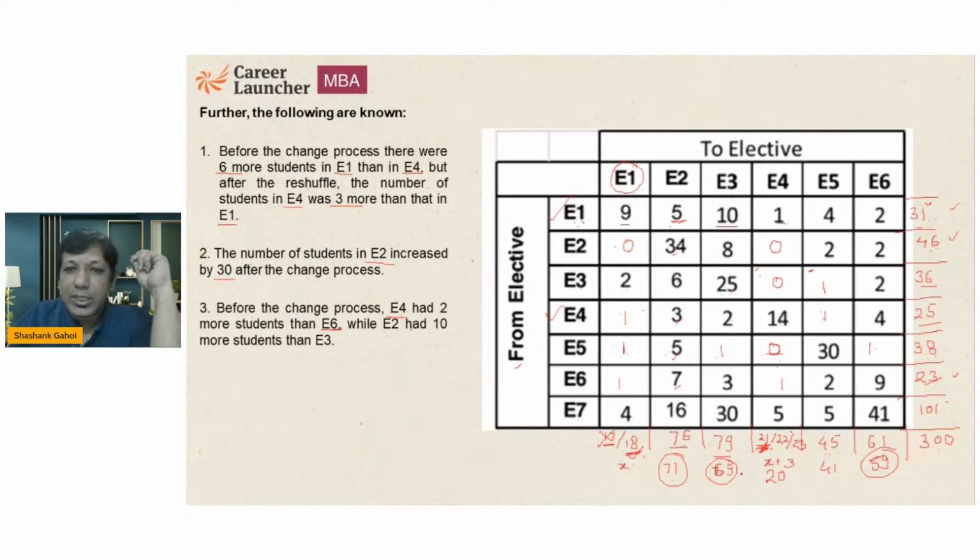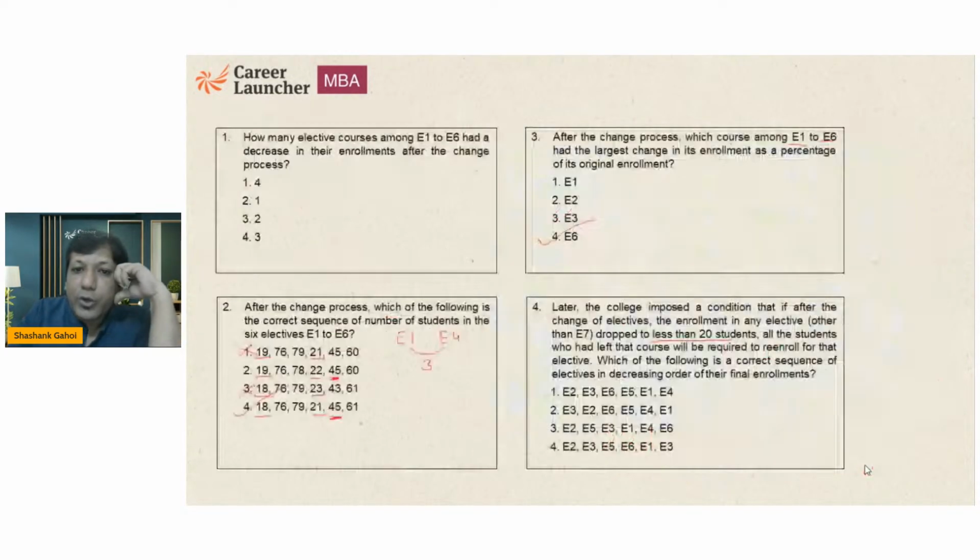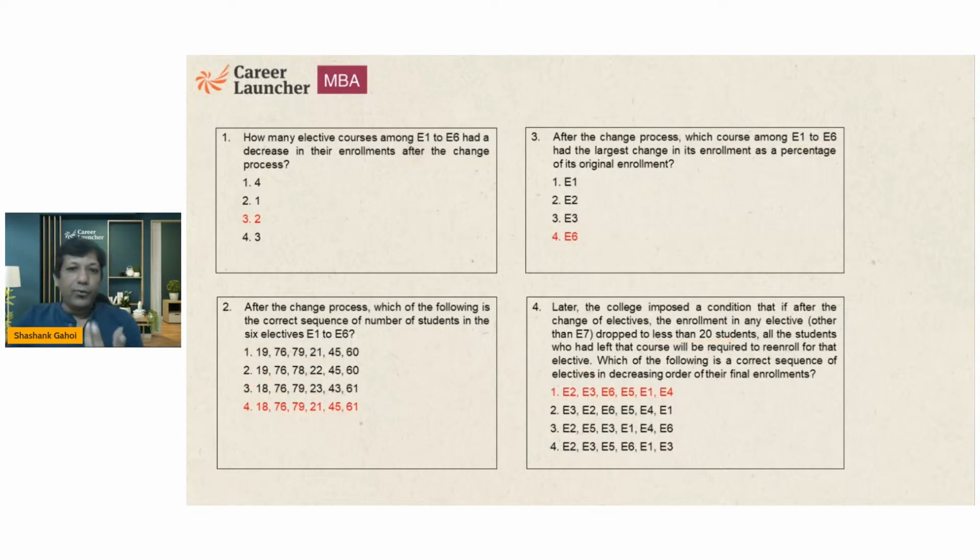So E2, E3 and E6. So I'm going to get E2, E3 and E6 in any of the options. So I got E2, E3, E6. And so the answer of this question is going to be option 1. So that is 2, 4, 4th and 1st. So basically this is the approach of this question.